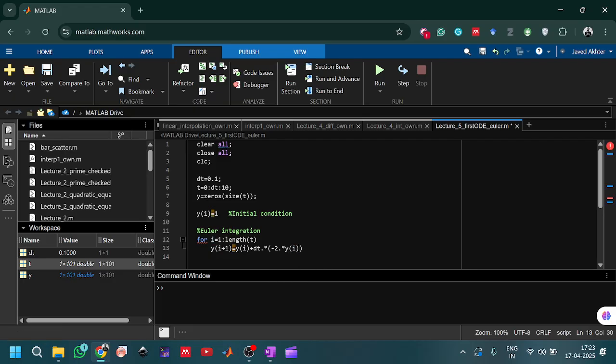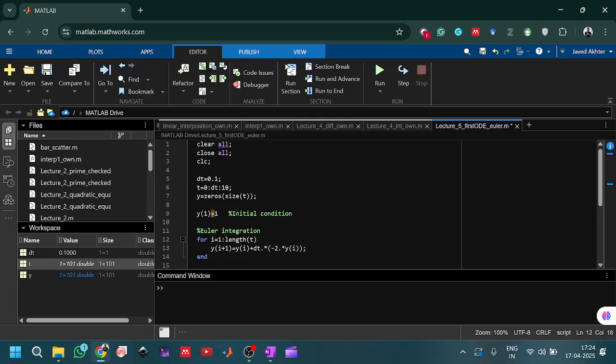Since you have a very simple function, you are writing it here, or you can create a function and write it in functional form also. First, let me show you with the simple example. Then I will generalize it to functional form. So this is your y at t plus delta t. Here the update will happen, and then you will end it.